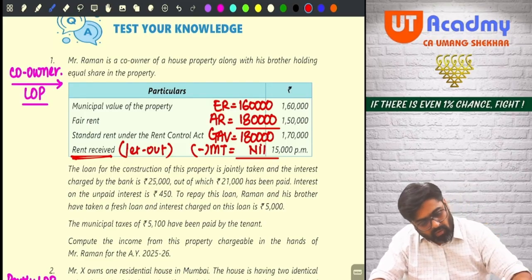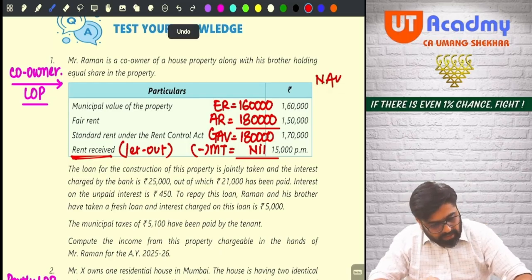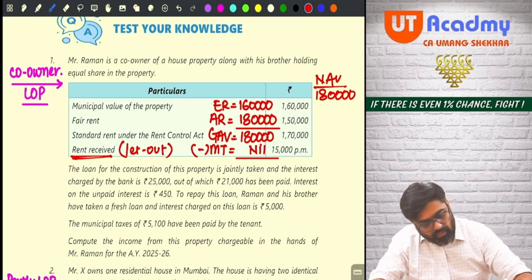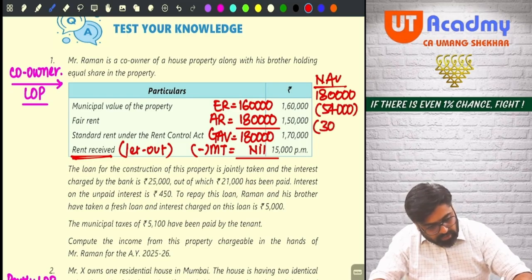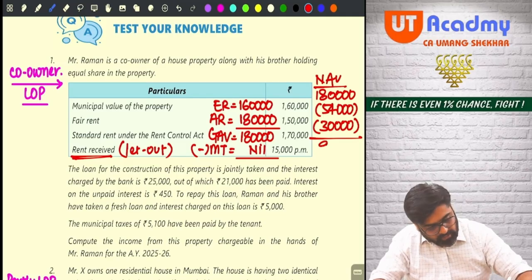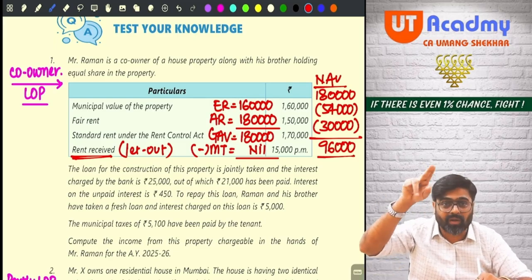Understanding? So tell me, what will be the final NAV now? Final NAV will be 1,80,000. Now out of this 1,80,000, 30% standard deduction, 1,80,000 into 30% will be 54,000. And friends, 30,000 interest we discussed, no? Entire 30,000 will be allowed. So minus 30,000 will give you 96,000. This 96,000 is income from house property for this let out property for which Raman and his brother are co-owners.